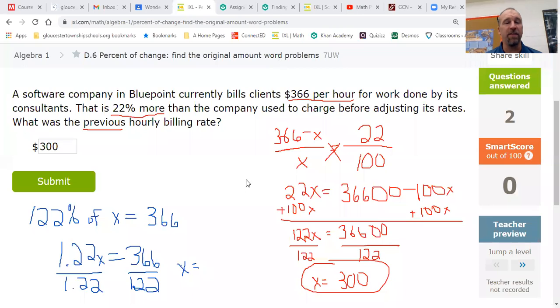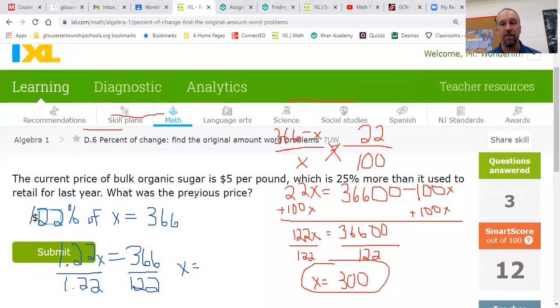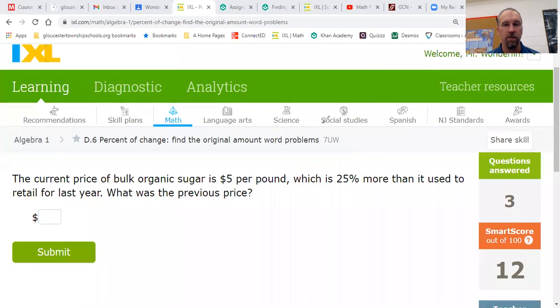So two different ways to solve the same problem. Proportion, using the difference as a subtraction, or equation, using the idea that you start with 100% and you change by increasing in this case. 300, let's see what they say. Fantastic. All right. Let's delete all that real fast.